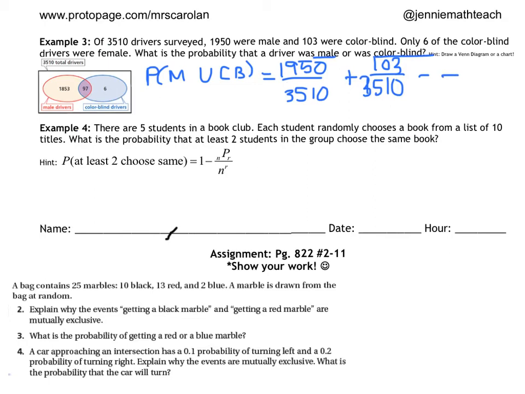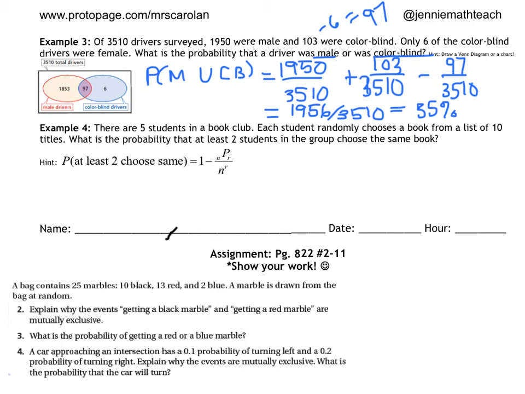So how many out of the 3510 were male and colorblind? Well, it told us that 6 of the colorblind ones were female. So if we subtract 6 from the 103, that leaves 97 colorblind males. So we just need to add those all up. 1950 plus 103 plus 97 is 1956 over 3510, and that gives us about 55%.